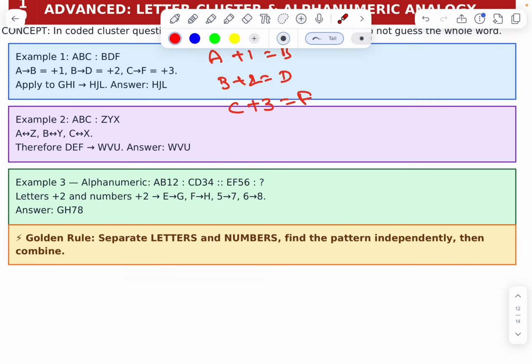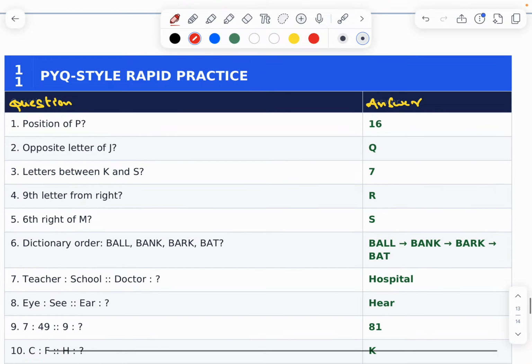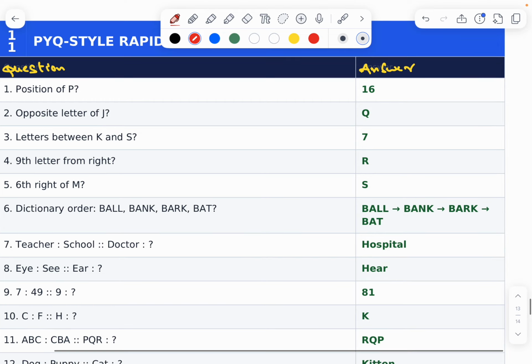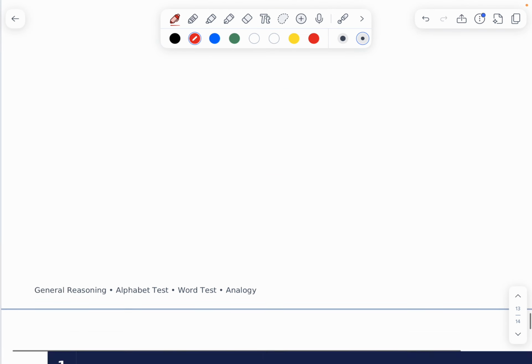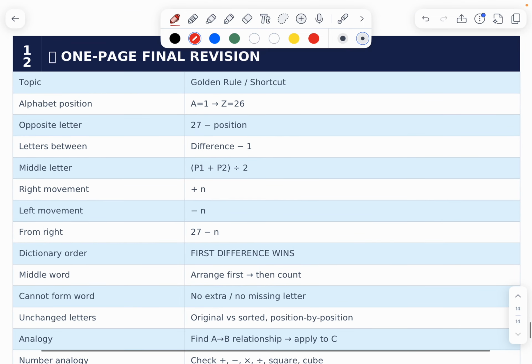Alphanumeric. This is also most important. AB 12, CD 34, EF 56. What is the next answer? It is very simple. Here AB, CD, EF, GH. GH is completed. Observe here 1, 2, 3, 4, 5, 6, 7, 8. Therefore GH 78 is the answer. This is the simple technique you can observe, and this is the formula page.